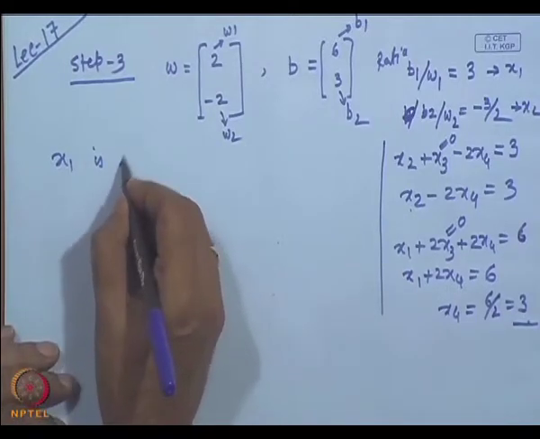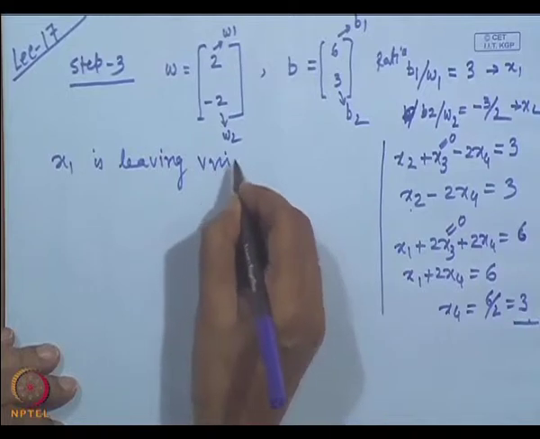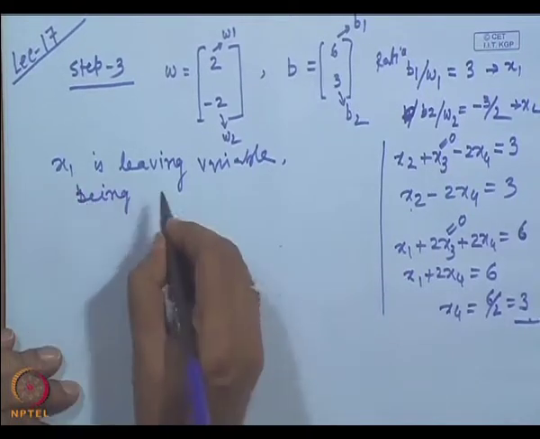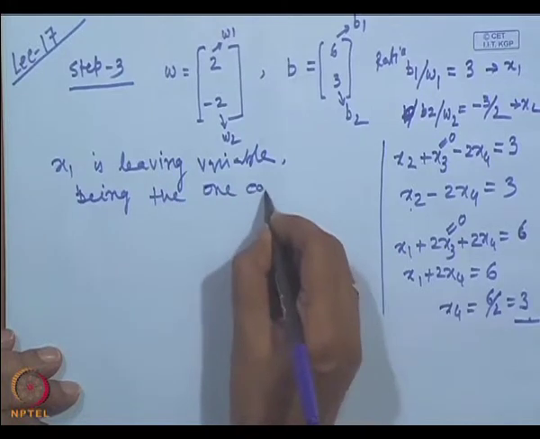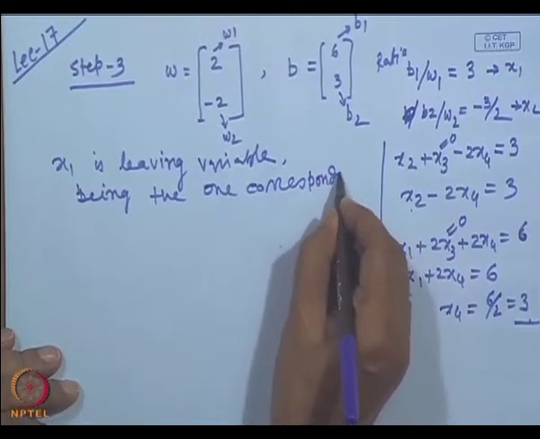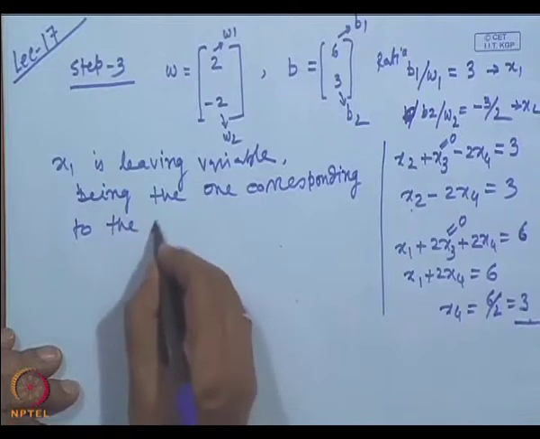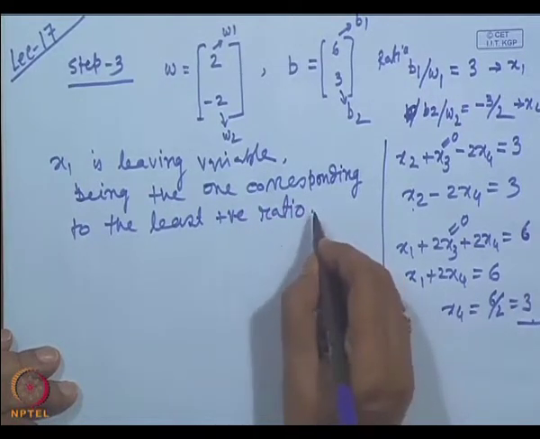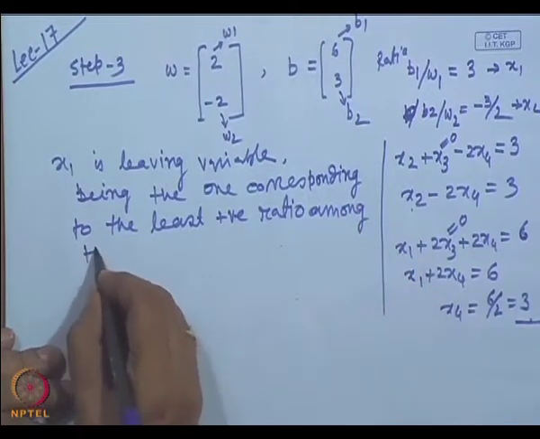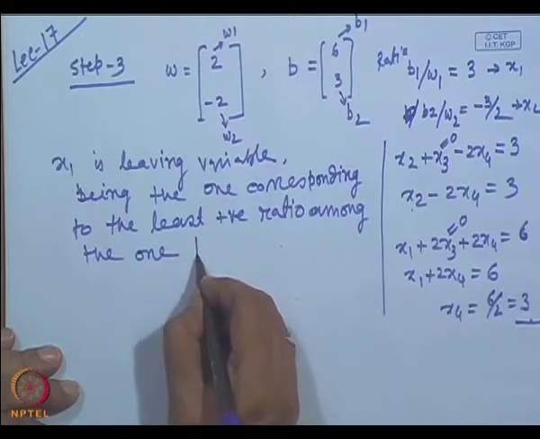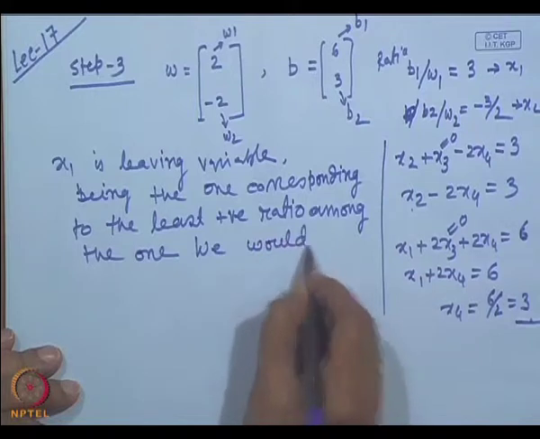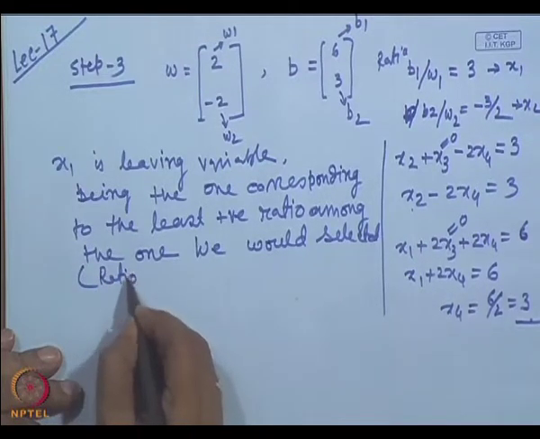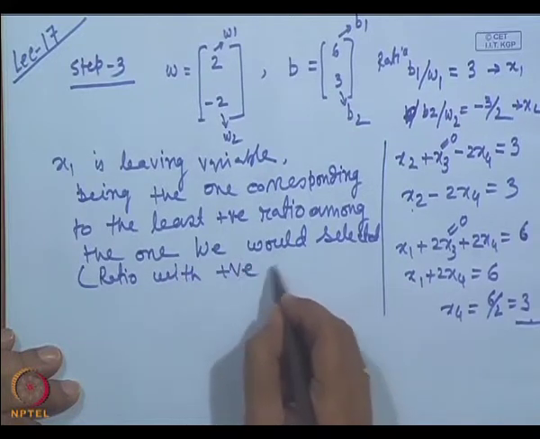the leaving variable, being the one corresponding to the least positive ratio among the ones we selected, the ratio with positive values.